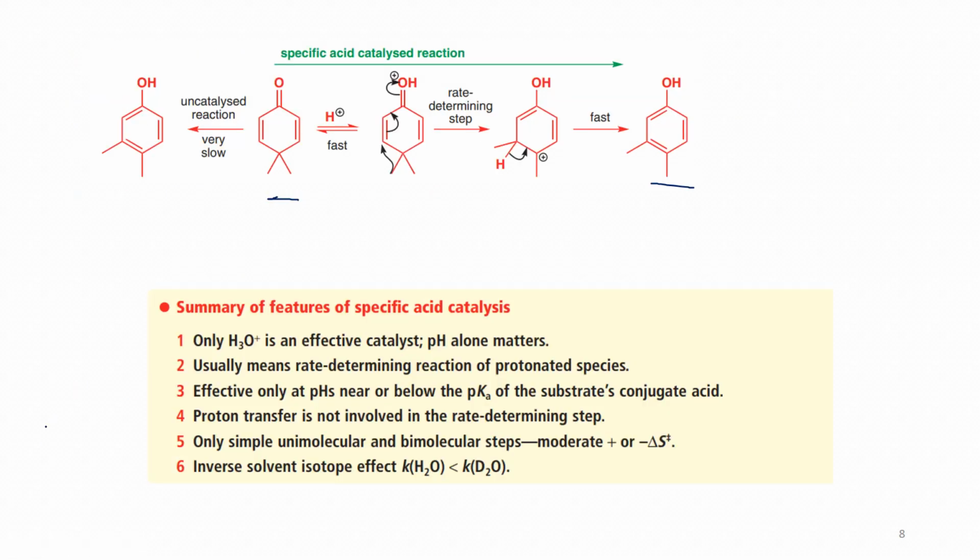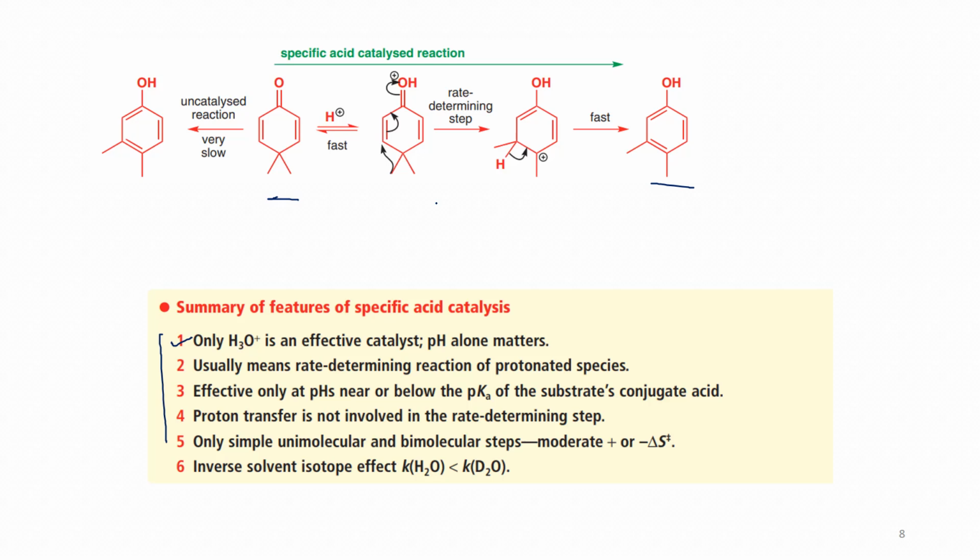So what is the summary of specific acid catalyzed reaction? First, only H3O+ is the effective catalyst and pH alone matters in this reaction. Second, it usually means the rate determining reaction of the protonated substrate, because the protonation step is the first step and it actually means the reaction of the protonated substrate. The third one is that it is effective only at pH near or below the pK of the substrate's conjugate base.